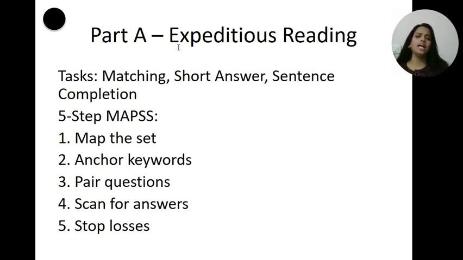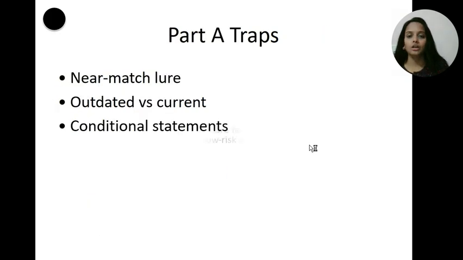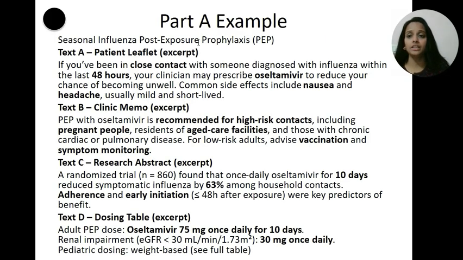Okay? And the fifth one is stop losses. If you're stuck after 25 to 30 seconds on one item, you can star it and move on. Return at the end. Okay, let's move on to part A example. So if you see here, the topic is seasonal influenza post-exposure prophylaxis. And we have four texts, text A, text B, text C, and text D. If you want, you can just pause the video, read the passages in each text, understand it, then we can move on to the questions.